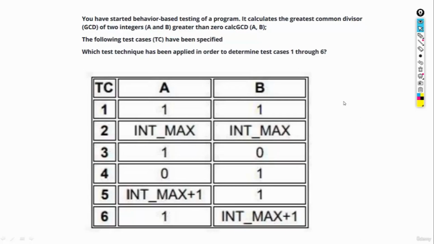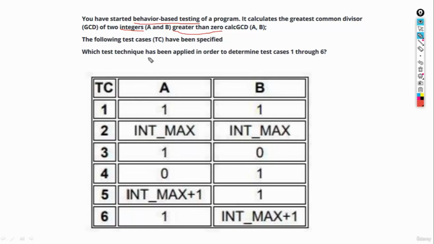Let's see this example. You have started behavior-based testing of a program. First, behavior-based testing is black box testing. Your program calculates the greatest common divisor of two integers. These two integers, a and b, are greater than 0. The following test cases have been specified. Which test technique has been applied in order to determine test cases 1 through 6?